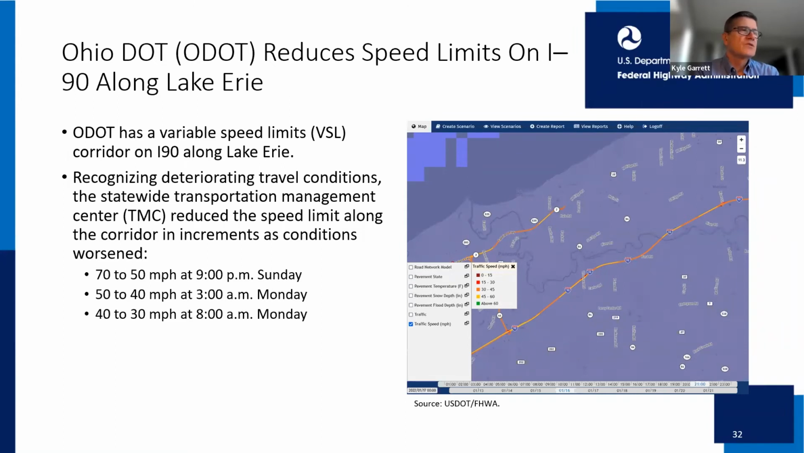Recognizing the conditions were going to get worse, from the statewide TMC they started reducing the speed limit along that corridor, even on Sunday evening. By around 9 p.m. on Sunday, they dropped the speed limit from 70 to 50. By 3 in the morning, conditions had gotten bad enough that it went down to 40. And then during or just prior to the morning commute, on this corridor up to the northeast of Cleveland, it was dropped to 30 miles an hour. Next slide.